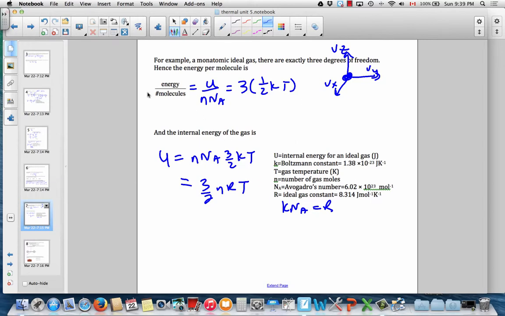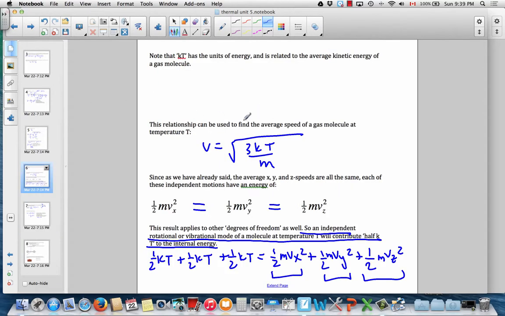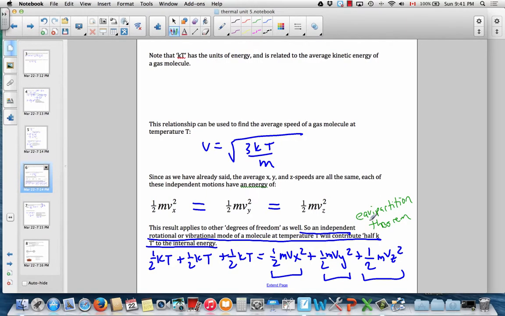So this idea that each independent mode or each degree of freedom contributes 1/2 kT is known as the equipartition theorem, since it really tells us that every degree of freedom contributes equally to the total energy, or rather that the energy is equally partitioned over each degree of freedom.